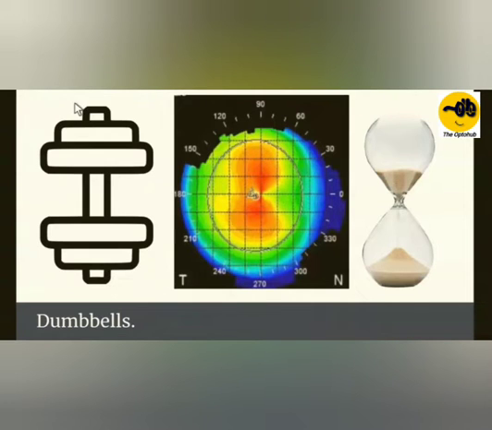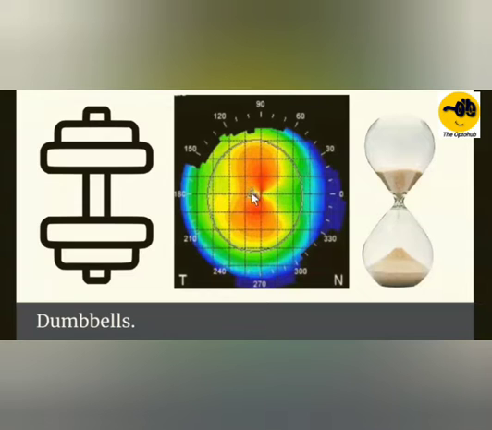In this case, what you see on the left is an actual dumbbell. On the right side, what you see is an hourglass. In the center, what you see is an actual topography report. This is something known as a dumbbell or a vertical bow tie, and so on. These are a few terms that we use when we are looking at topography reports. So whenever someone says there is a vertical dumbbell or a horizontal dumbbell, you understand what they are talking about.